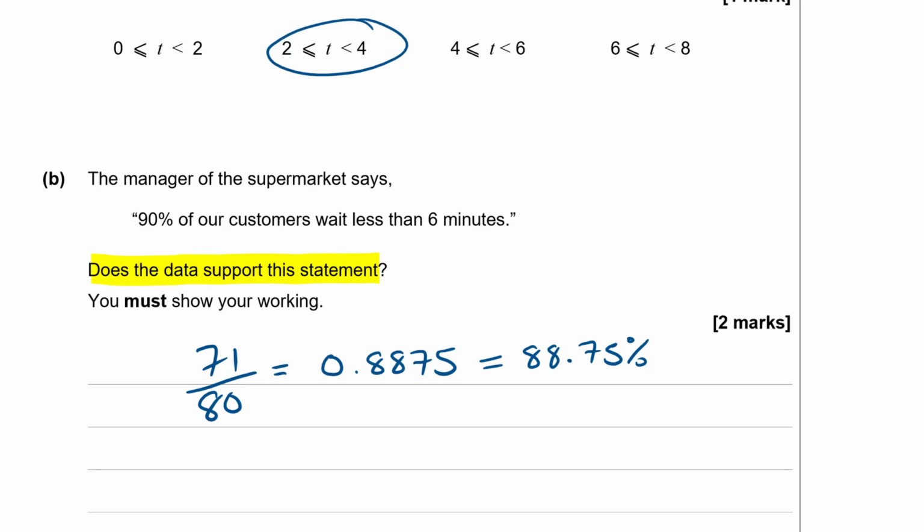Or you could say no, 88.75% is below 90%. Personally, I think the manager's stretching it a little bit here by saying 90%, so I'm going to go with no. I'm going to say no, 88.75% is below 90%.